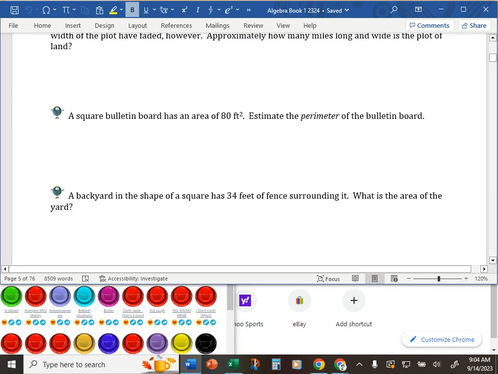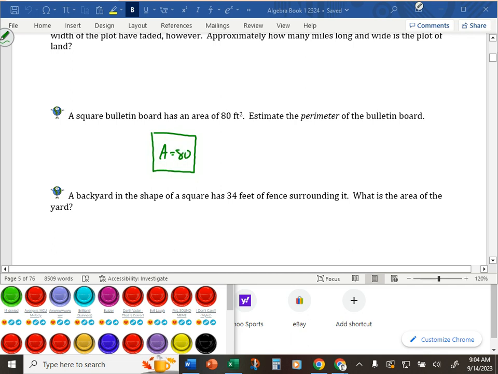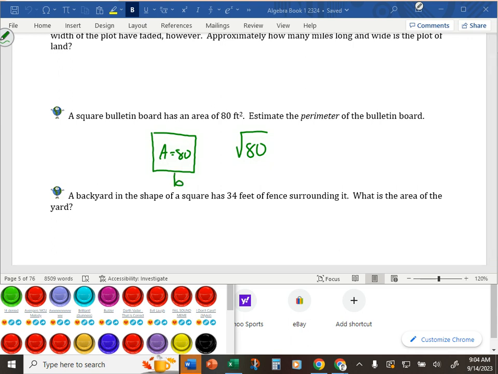A square bulletin board has an area of 80 feet squared. Estimate the perimeter of the bulletin board. So same situation. Thank goodness it's a square. You've got the square with an area of 80, right? You essentially need to find the root of 80 to figure out what a side length is, and then find the perimeter of that bulletin board.